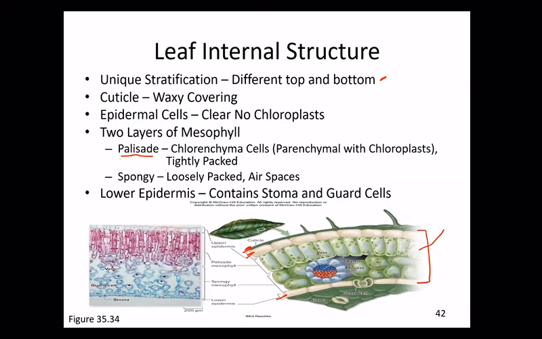Below that, we have a more open area. Okay, we can see in both of these pictures that area there. And that's made up of the spongy mesophyll cells. And the spongy mesophyll cells are going to be less tightly packed, a lot more air spaces open in there. And so this is going to be where we see gas exchange occurring. So gas exchange occurs in there, and of course the bottom lower epidermal layer.